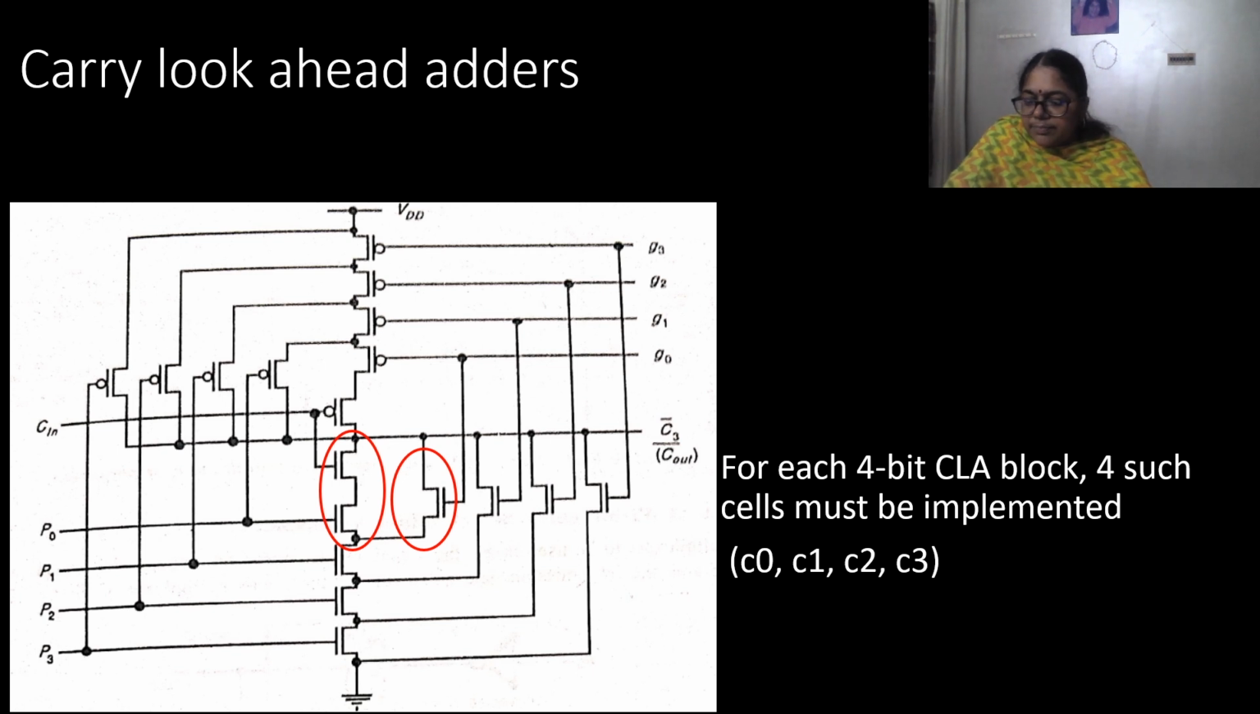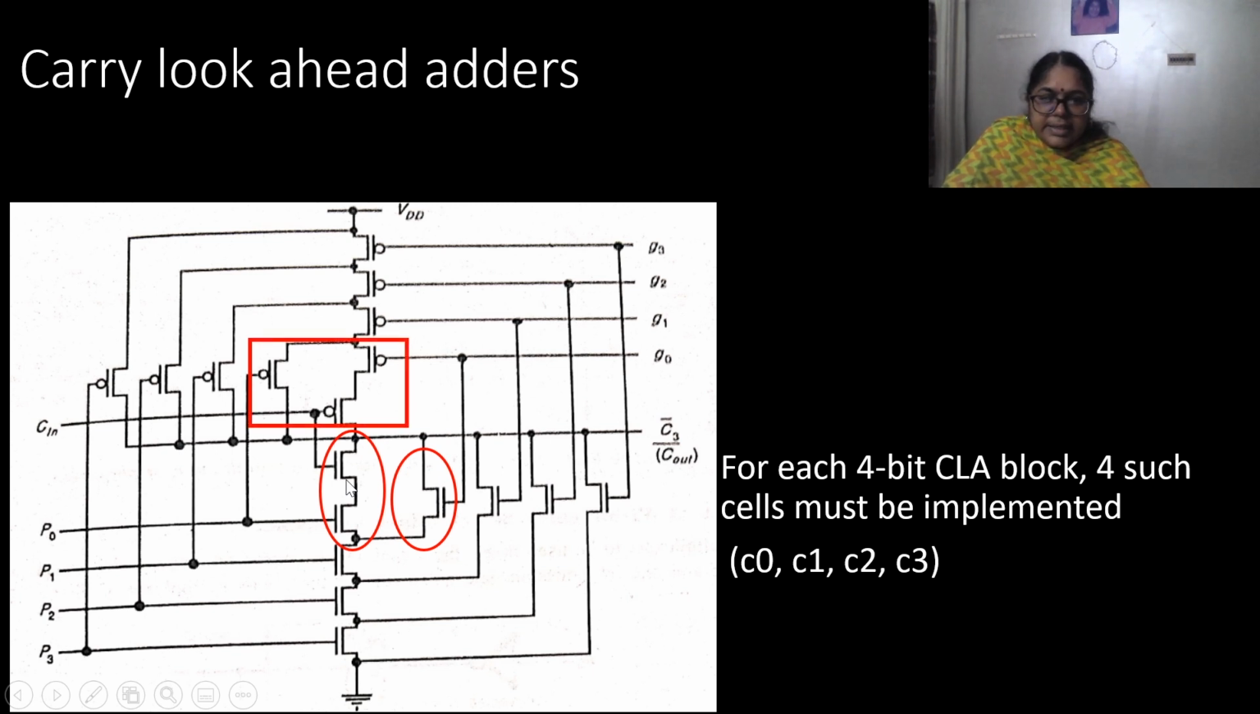You have C naught. See here, first one, it is Cin into P naught plus G naught. So G naught is given as input to the gate of this NMOS transistor, Cin is given as input to the gate of this NMOS transistor, and P naught is given as the input. Because these two are in series, it is P naught into Cin, that is in parallel to G naught. So it is G naught plus P naught into Cin.